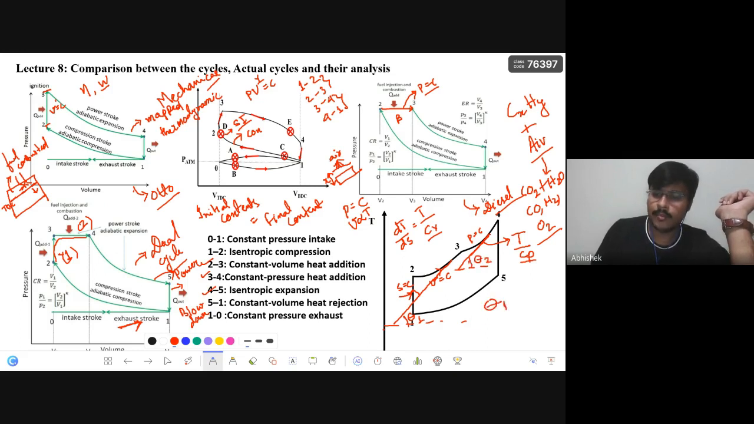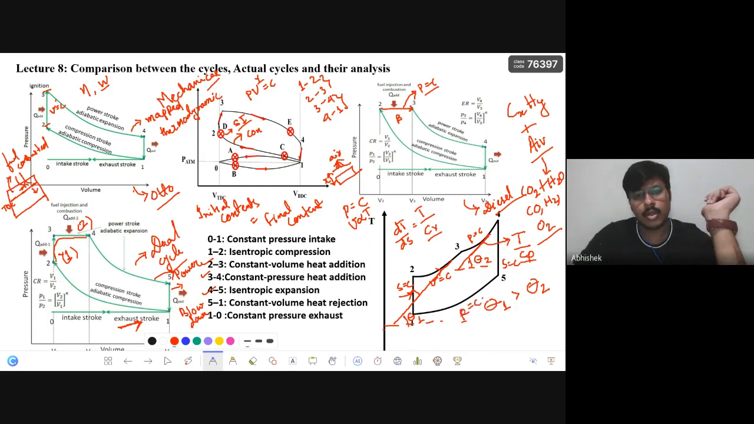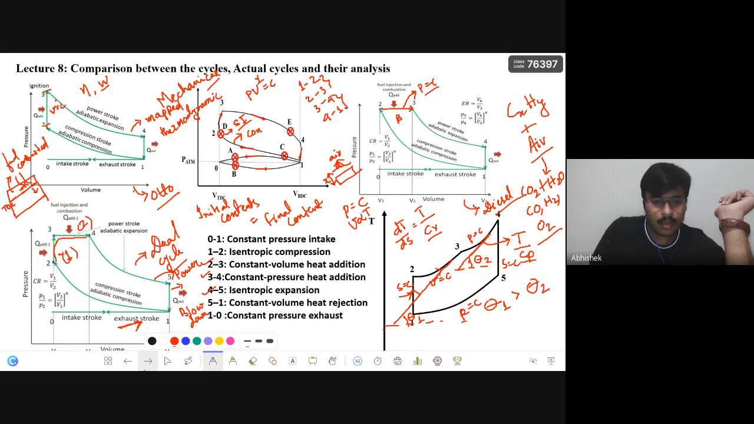So θ1 will be greater than θ2. This is the way through which we draw a TS plot. Then 4 to 5 is the isentropic expansion. This is where S is constant, and here again constant pressure, heat rejection. So this is all about the dual cycle, and then we'll move to the summary of the next lecture.